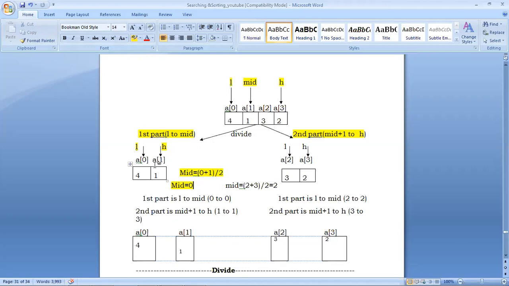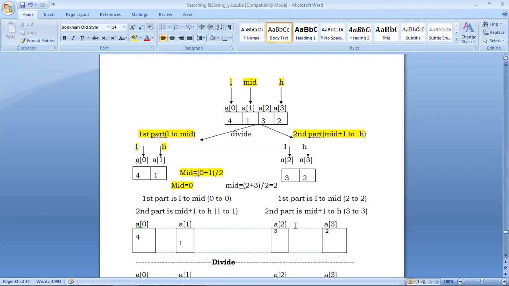Now this first part is divided into two parts based on the mid index. The logical partition from L to mid is the first part, and the second part is from mid plus 1 to H. Here the L value is 0, mid is also 0. 0 to 0 means A of 0, A of 1 is split again, and A of 0 is the first part.